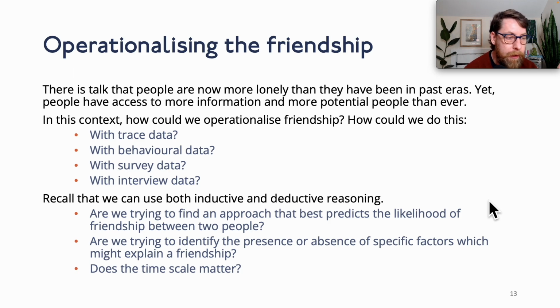On the other hand, you might be trying to identify the presence or absence of specific factors which might explain a friendship. Do people live nearby? Can they meet in person? Do they have friends in common? You can put both of those in a model, but they have a different focus, and so thus the research question itself will have a different focus.